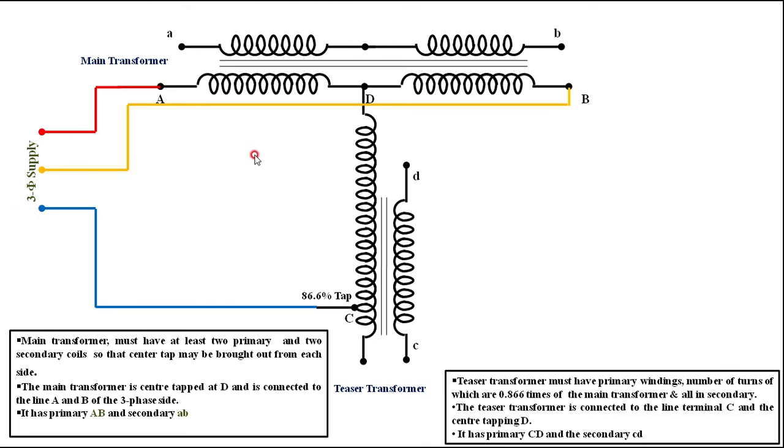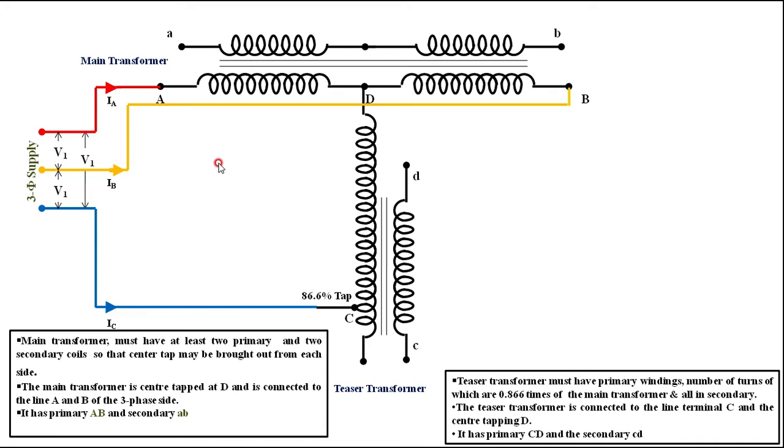Then we are tapping, converting that into the two-phase system. That is, one across AB, another across CD. We are getting two-phase. There is a conversion of three-phase to two-phase. You can see here, the voltage which is applied to the primary windings are V1, V1, V1. They are all of equal magnitude and their phase displacement is 120 degrees.